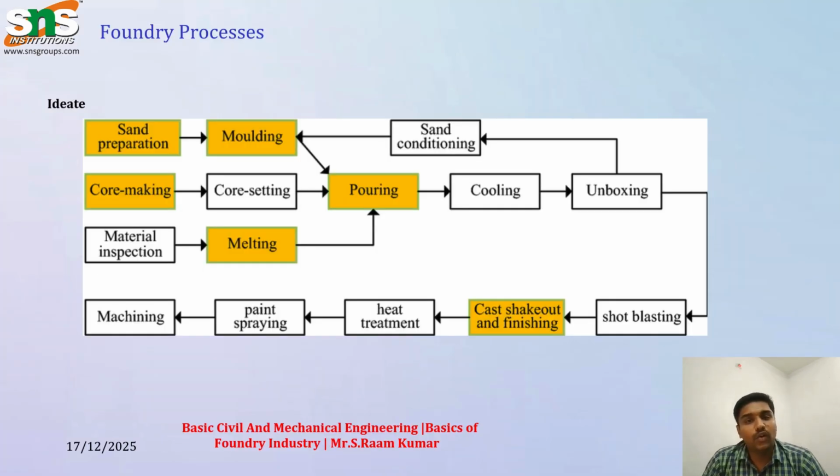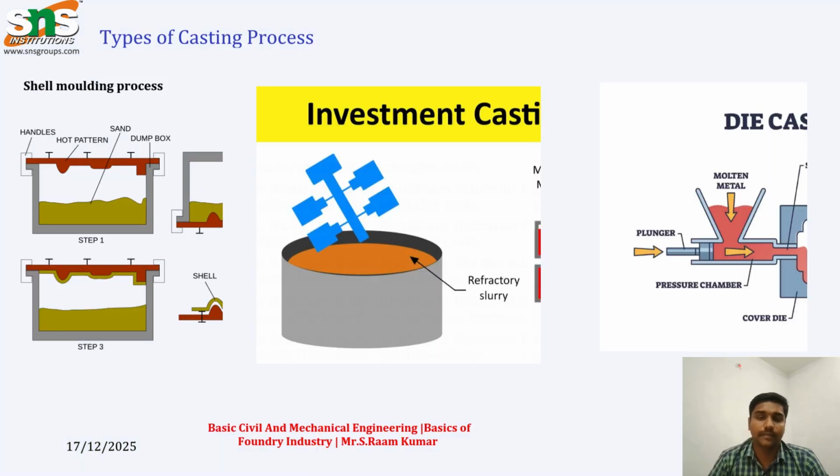Then the foundry process can be easily explained in the previous slide, so we can go for the next slide. In foundry, several types, mainly shell molding, investment casting, and die casting, are viably used in every sector. In shell molding, we can develop a predominant structure, which is an uneven structure, easily.